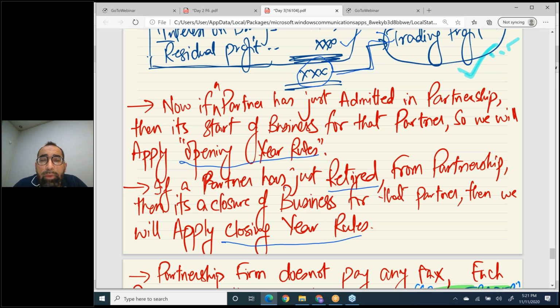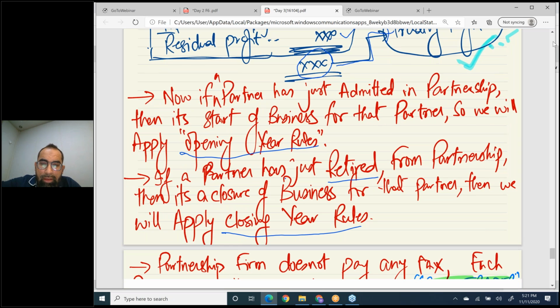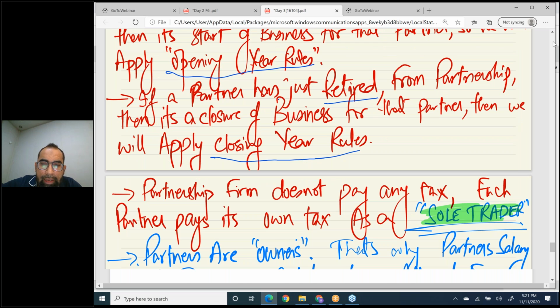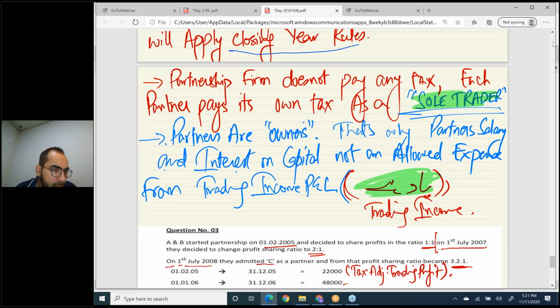Okay, don't forget. I expect all of you have studied a normal course as well, and in the normal course teachers normally discuss this issue. Now I have already told you this. A partnership firm does not pay any tax. Each partner pays their own tax as a sole trader. No tax payment by the partnership firm. So we divide the profit to each and every partner, and each partner will be treated as a sole trader.